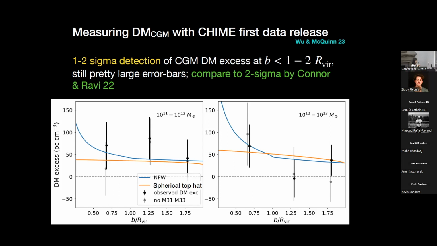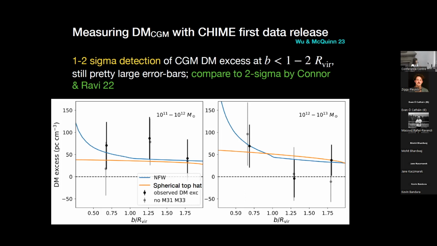So the conclusion is basically that we find like a 1 to 2 sigma detection of the DM from the CGM, which is a pretty low signal to noise level because we only have a small number of FRBs. And because the methodology is different from the Connor and Ravi paper, we get a lower signal to noise level of detection.